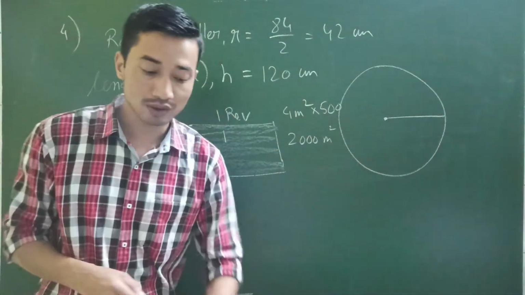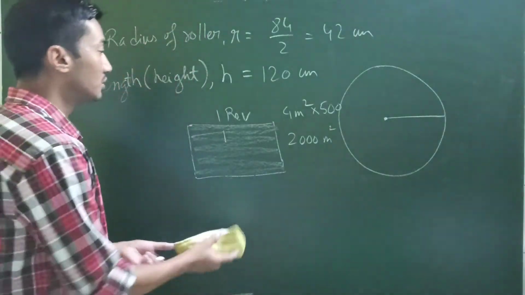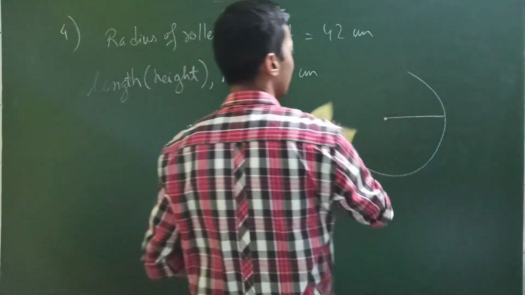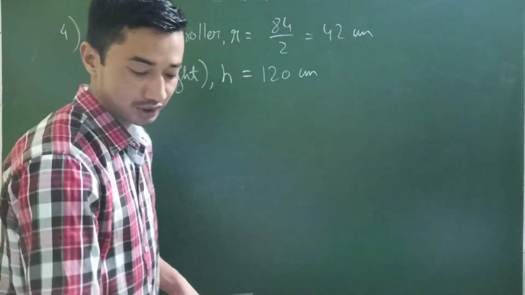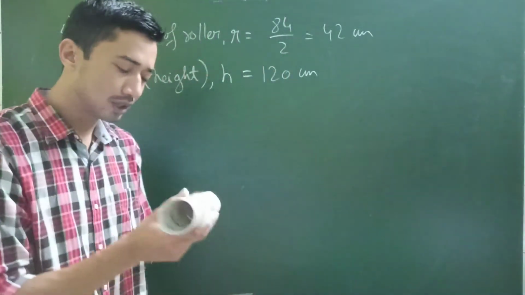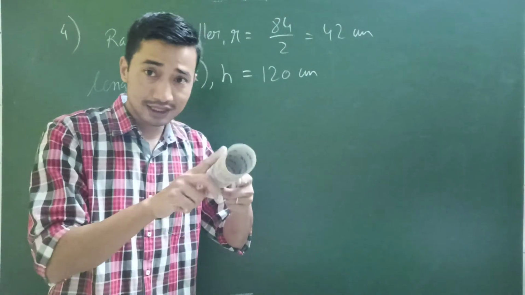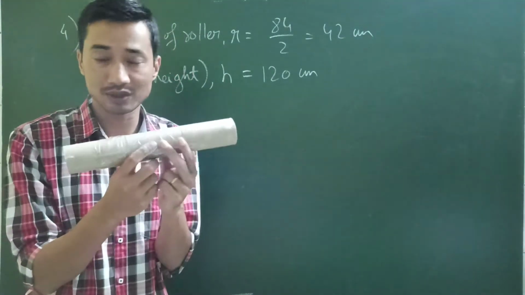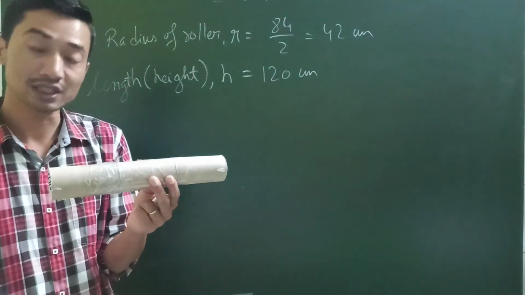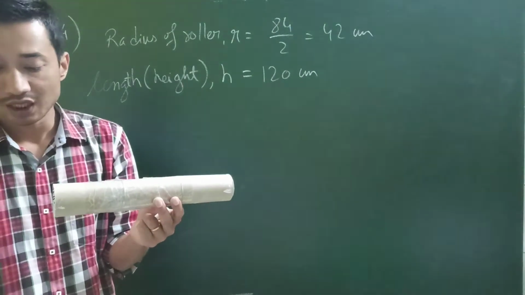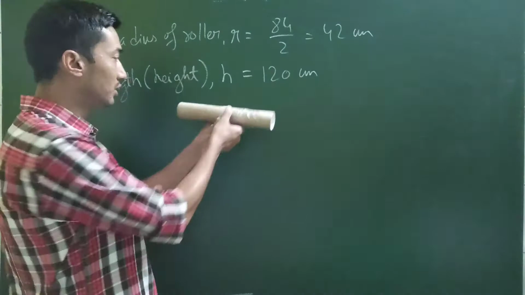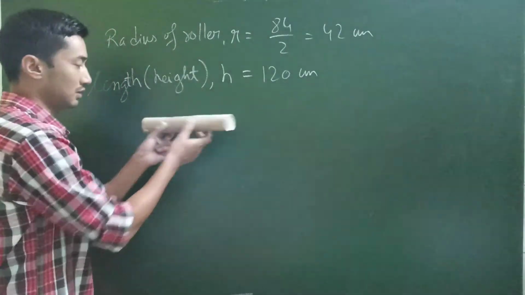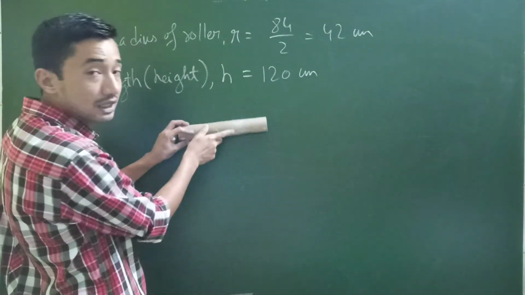So that's what we are going to try to do. That means we will try to find out the area covered by the roller in one revolution. So what is the area covered by the roller in one revolution? It is the curved surface area of the circular portion. Because when we roll, this portion is not leveling the ground, is it? Only the curved surface is leveling the ground.